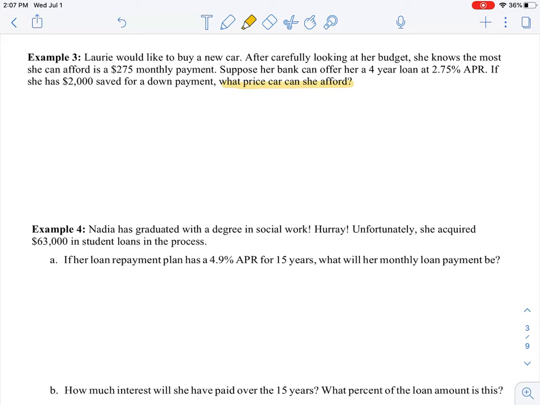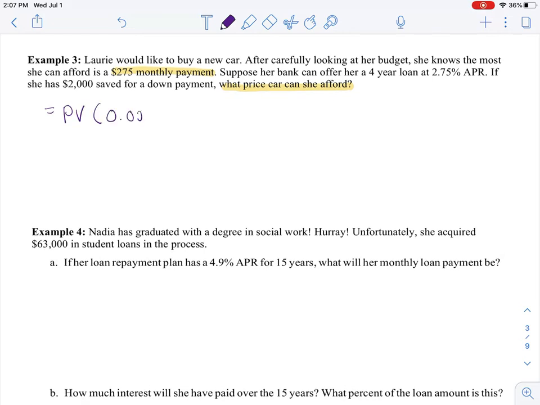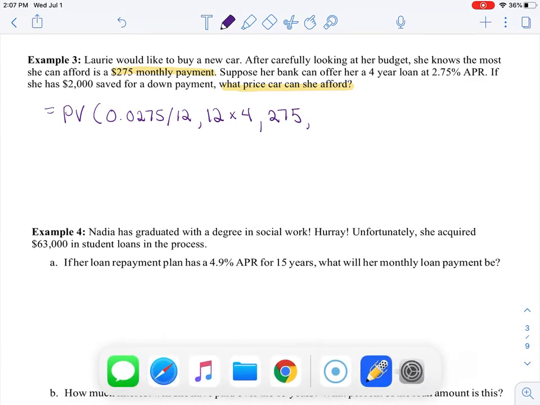So this is where we are going to go ahead and use the PV function, because it's not asking us what monthly payment she can afford. We already know that piece. So that's why it's going to be PV. Our rate is 0.0275 monthly. We're going to get this loan for 4 years. And $275 is our payment.